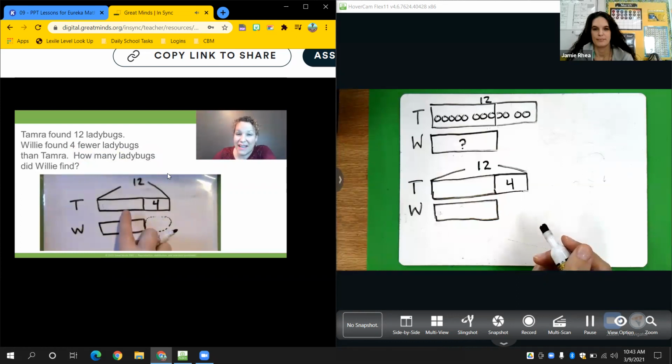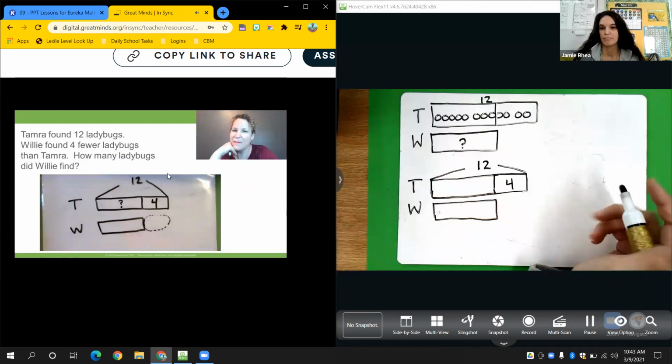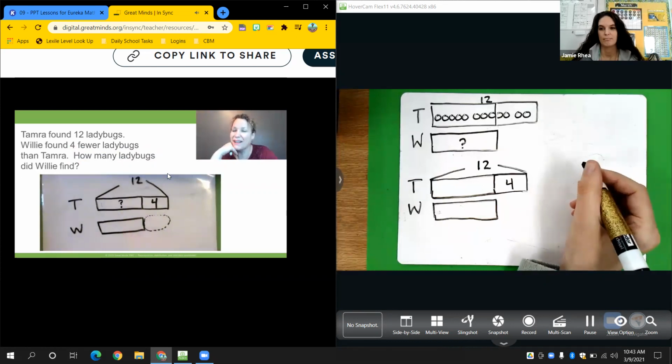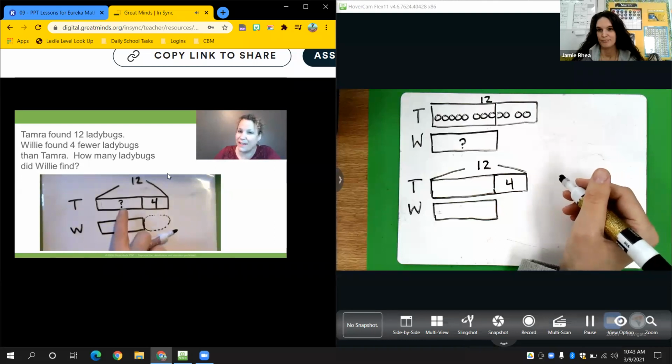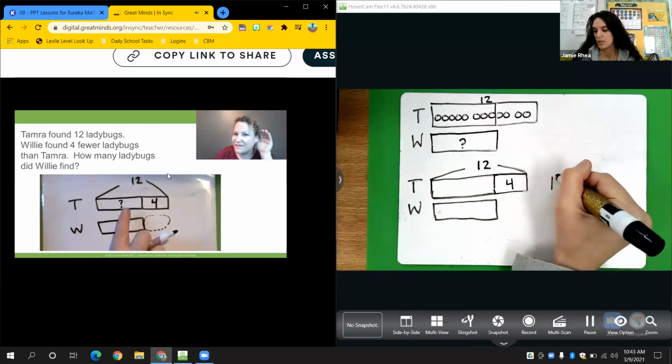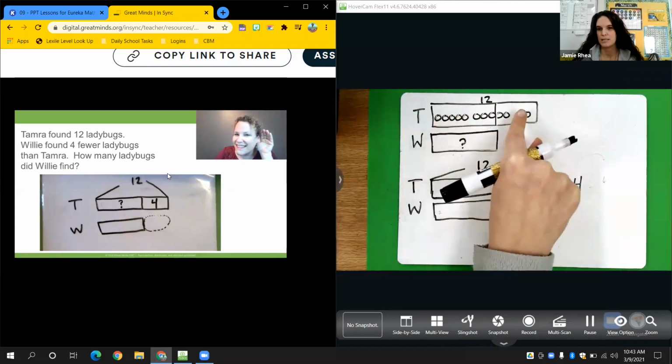The first part of Tamara's tape is equal to Willie's tape. So whatever this part is, that's how many ladybugs Willie found. Turn and tell a partner, or you can say it out loud to me. How will you figure out the missing part of Tamara's tape? We could say 12 minus 4. And I can look up here, and here's my 12.